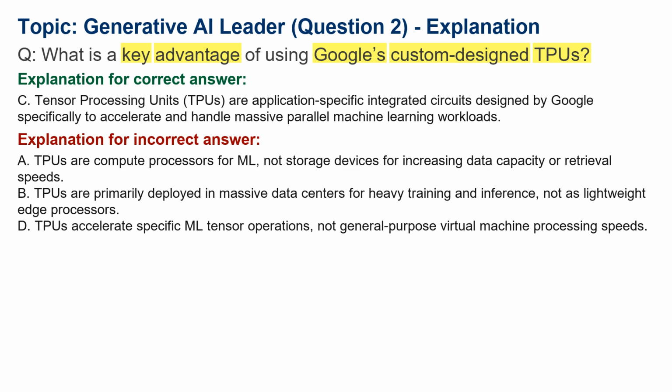A. TPUs are compute processors for ML, not storage devices for increasing data capacity or retrieval speeds. B. TPUs are primarily deployed in massive data centers for heavy training and inference, not as lightweight edge processors. D. TPUs accelerate specific ML tensor operations, not general-purpose virtual machine processing speeds.